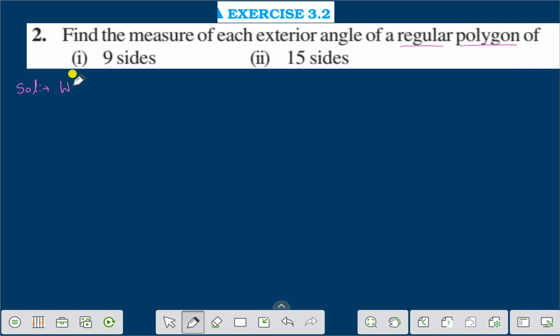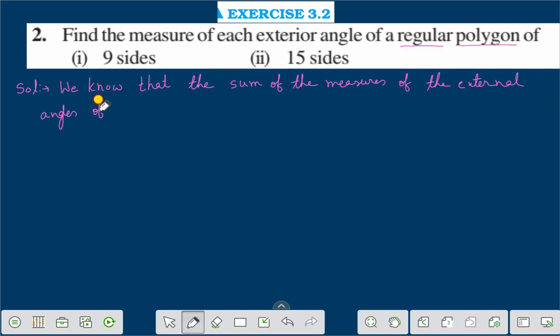We know that the sum of the measures of the exterior angles of any polygon is 360 degrees.